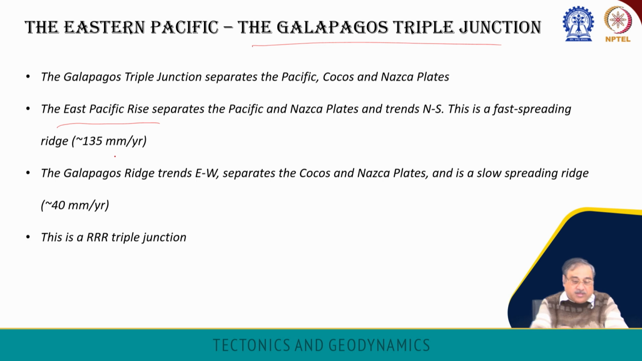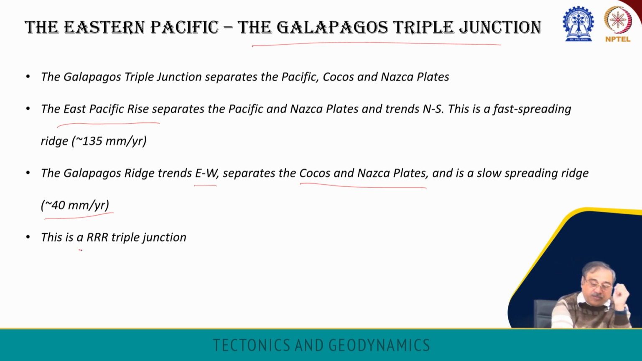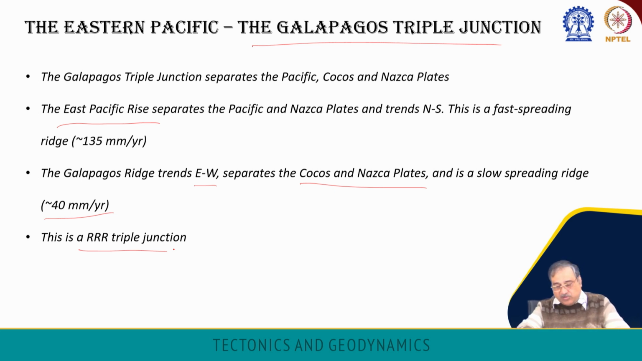On the other hand, the Galapagos Ridge is trending east-west, and this separates the small Cocos plate in the north from the Nazca plate to its south. This one is a slow spreading ridge, and this gives you an idea of the variations in spreading rates that we see on Earth. It's only spreading at a rate of about 40 millimeters per year. So essentially, this particular triple junction is between three ridges. Therefore, it can be considered a ridge triple junction.